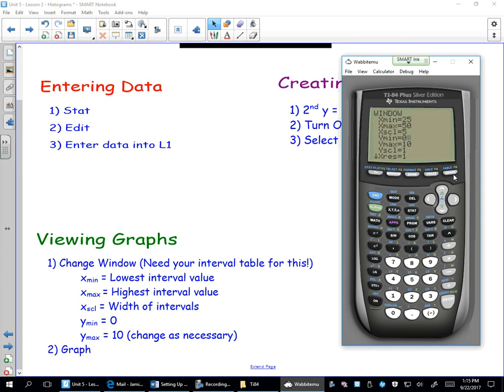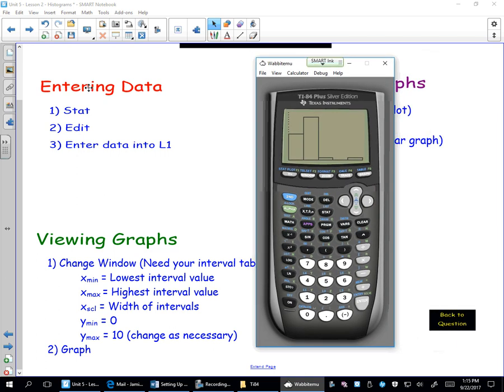Now press graph. Hopefully you get this. Notice that I see this bar, there's nothing in this one, this bar, and then these two have gone off the screen. I can change that by going back to my window and saying, oh, I got more than 10 things in those bars. Let's make this bigger. Let's try 20. Graph. Now I can see my bars. Now I've got myself a histogram.